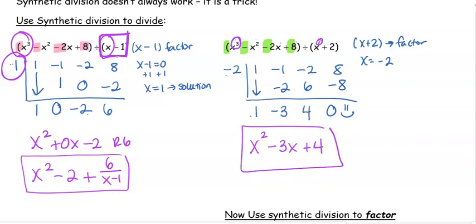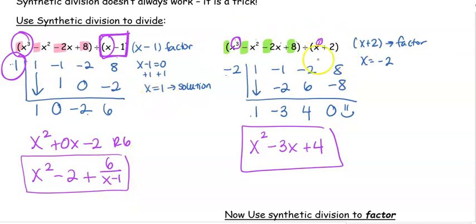There is no remainder. Remember what that means. If there's no remainder, that means x plus 2 is a factor of that polynomial. There is a solution at negative 2. There is an x-intercept. So I have the same two polynomials. The first one, when I did synthetic division and I got a remainder, that meant if I go to the graph, I am not going to find an x-intercept at 1.